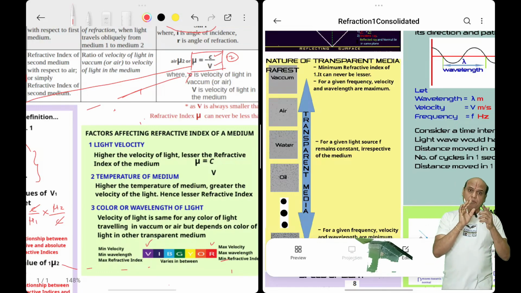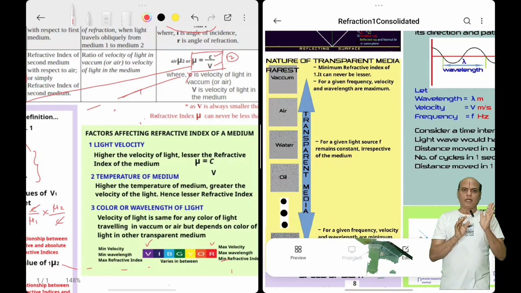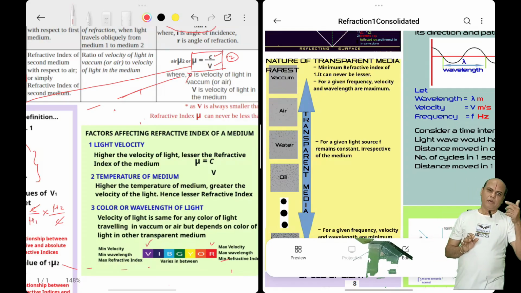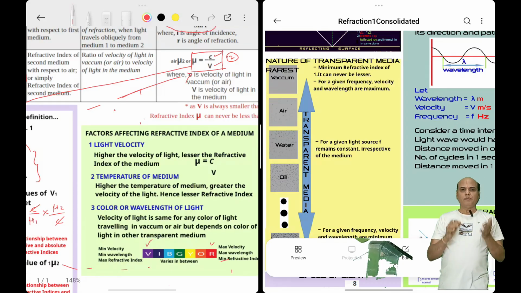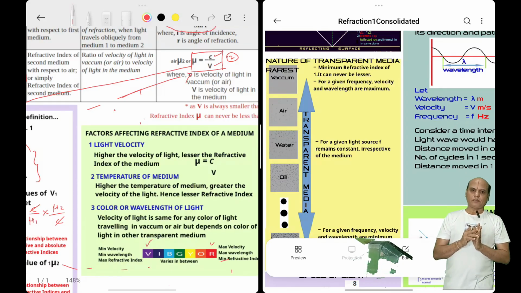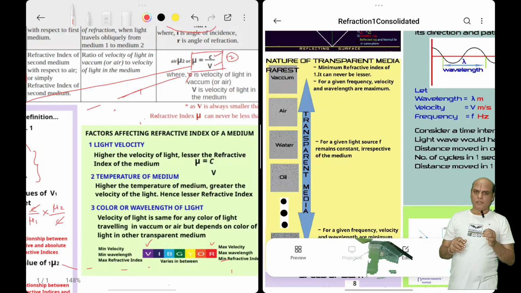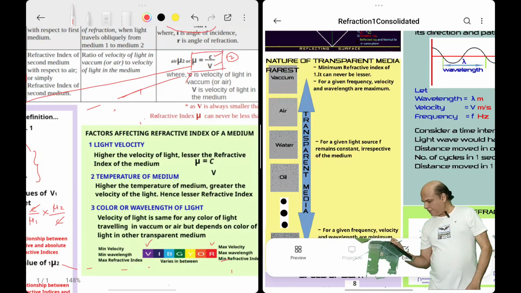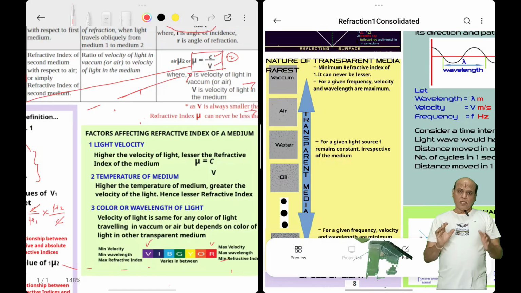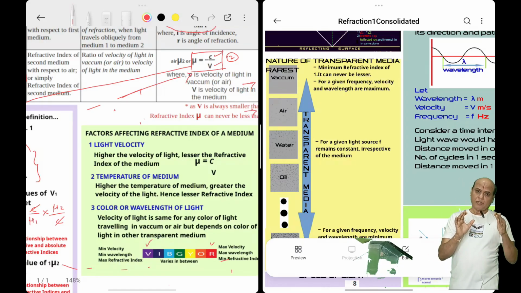But the refractive index of vacuum or air doesn't change with color. Let it be any color, the refractive index of air or vacuum is the same. That is why we consider it a standard to measure other refractive indices. So in vacuum or air, color has no effect on refractive index. But for all other optical media, the color of light has an effect on its refractive index.